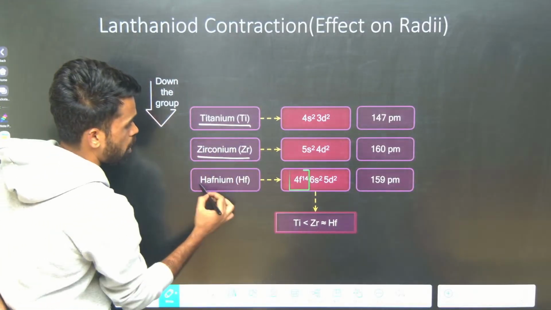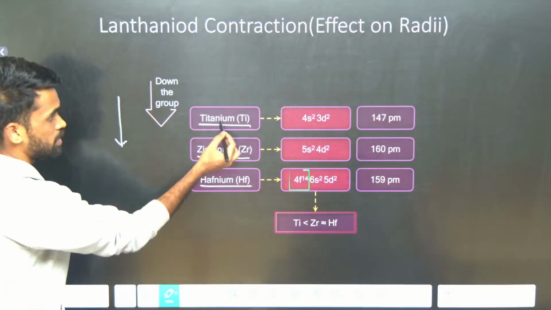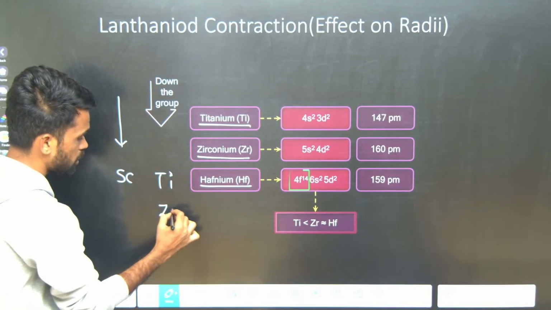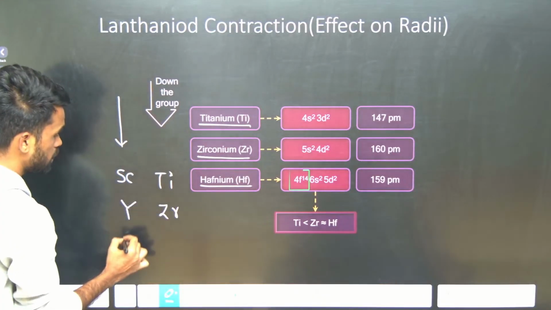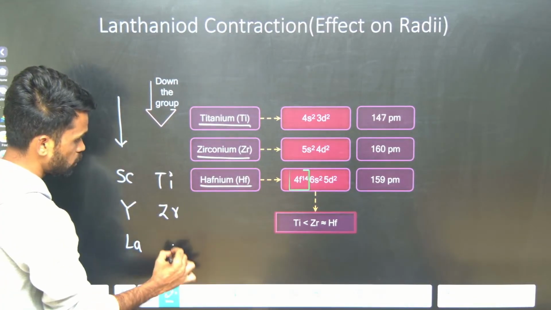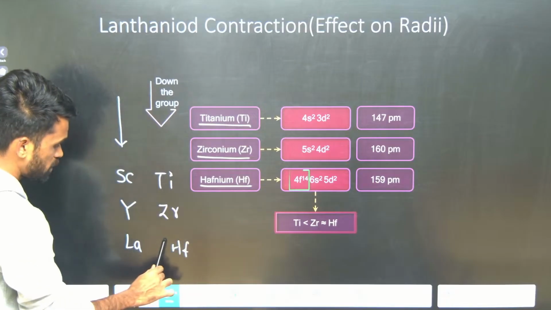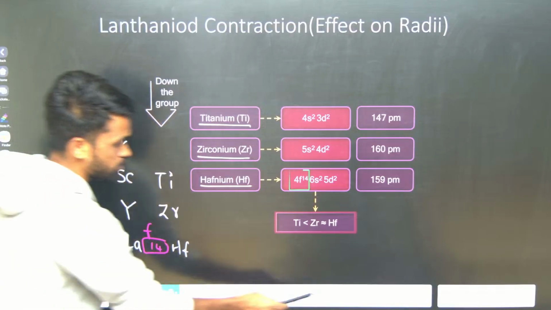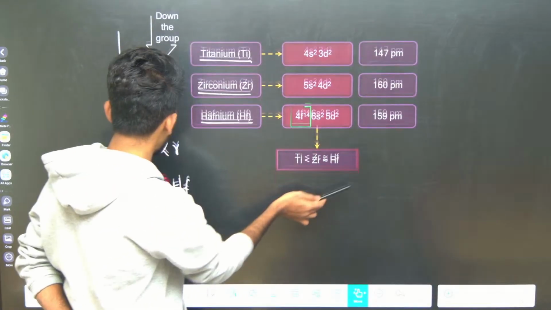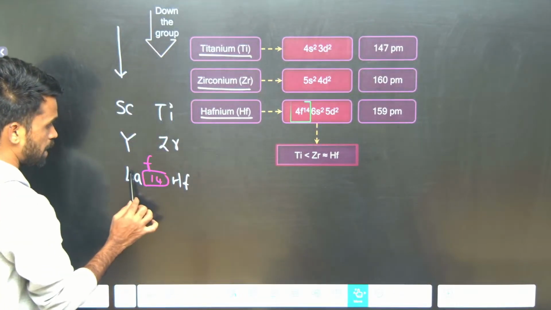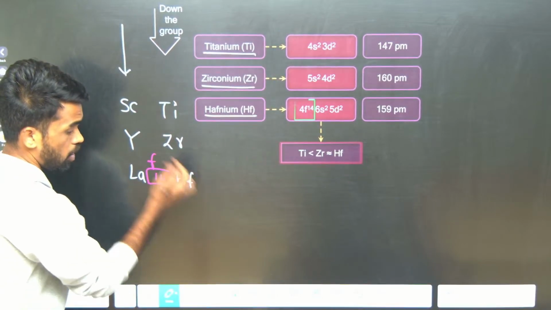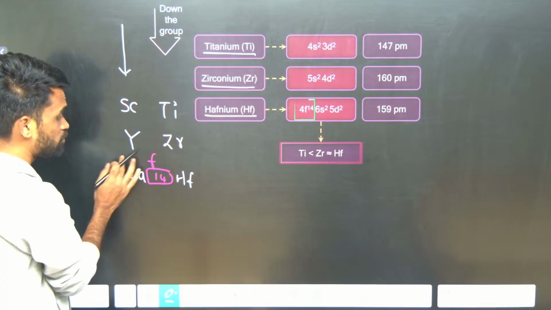titanium, zirconium, hafnium, if we compare: first scandium, next titanium, after titanium here you have zirconium, here you have yttrium, and next lanthanum, and here you have hafnium. Between these we have 14 f block elements. After lanthanum you have 14 f block elements. So before hafnium we will have 14 f block elements.